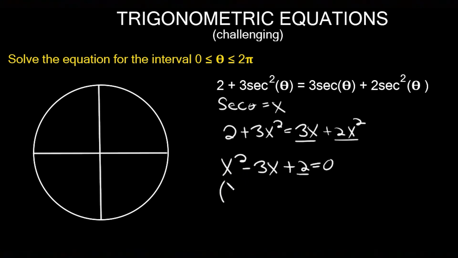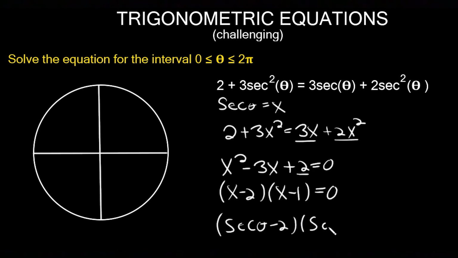So I'm going to say here, x minus 2 times x minus 1, all equal to 0. There it is factored. Now we can go ahead and resubstitute back in. x is going to be secant theta. So I'm going to say here, secant theta minus 2, and then secant theta minus 1, all equal to 0. Okay? So when you solve that, you get the following. You get secant theta is equal to 2, and then you get secant theta is equal to 1.